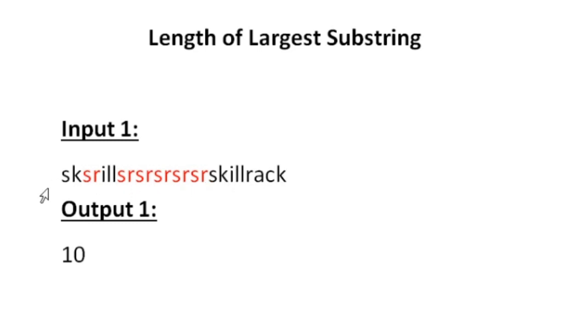So now we are going to compare the length of these two substrings and print the maximum as our output. So the length of first substring is 2 and the length of this substring is 10. Hence we are printing our output 10. Now let us see our sample test case 2.